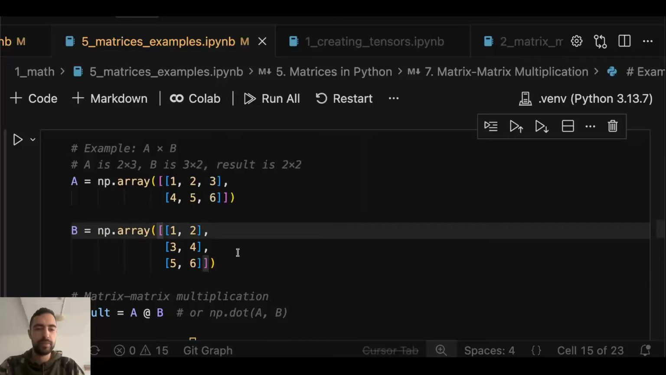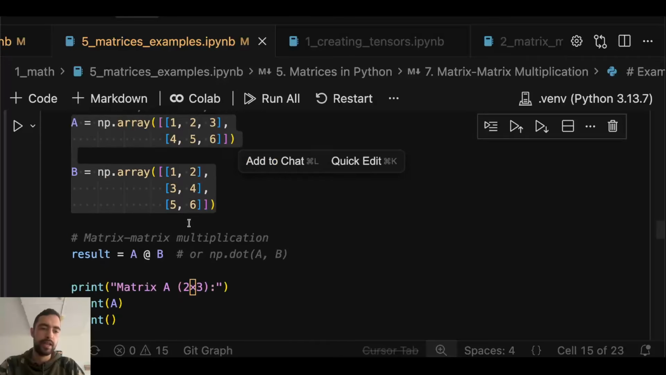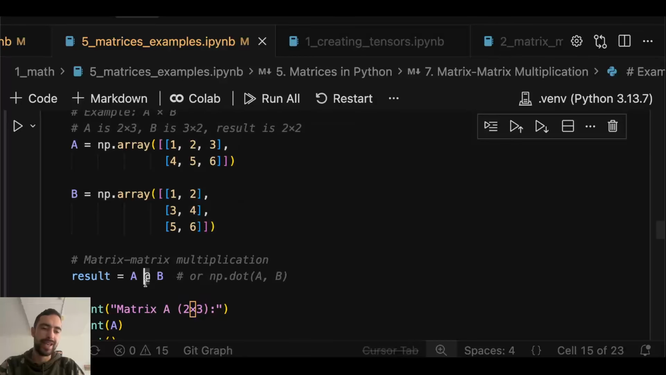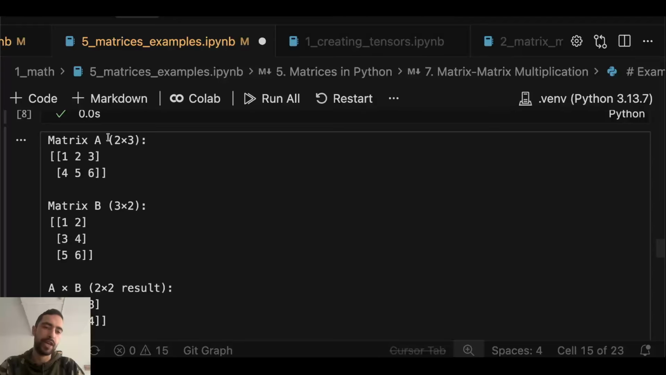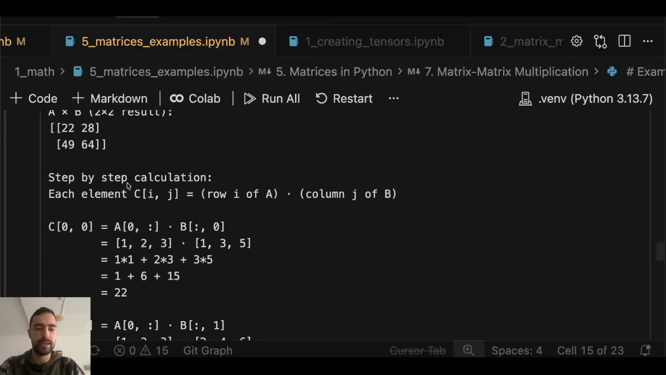So the matrix multiplication example here, I explained it. So you can use this at as matmul, or you can use np dot, which is a bit confusing because this implies dot product, but this is actually matmul. And so here you have step by step on how to multiply two matrices, but this is just something you would need to understand.